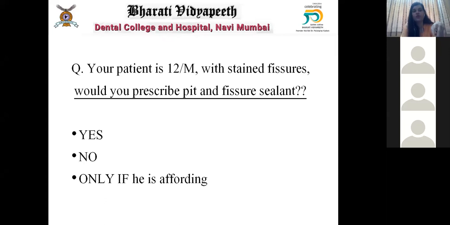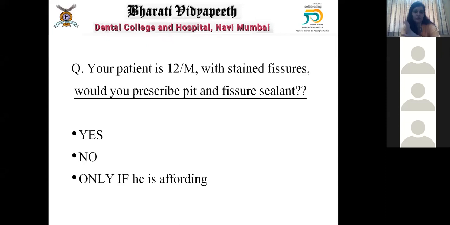If the patient was say 8 years or 7 years and the molars were stained, you would still do a pit and fissure sealant. Staining does not mean caries. Caries is only when there is a catch. When you have stained pits and fissures, it means that there is no catch. So staining does not mean catch.